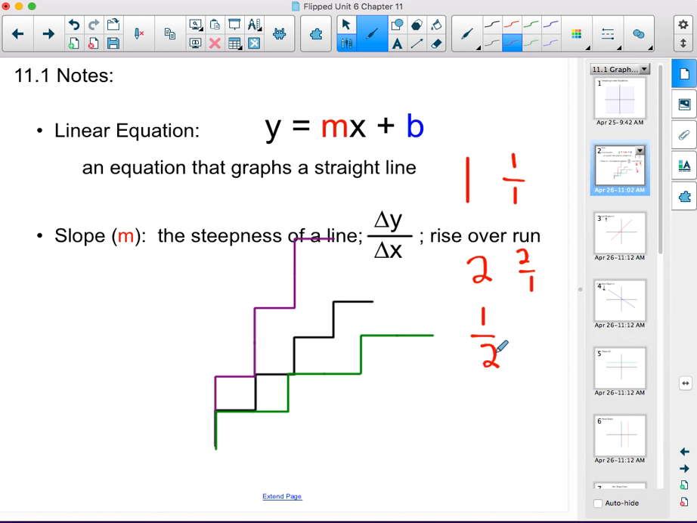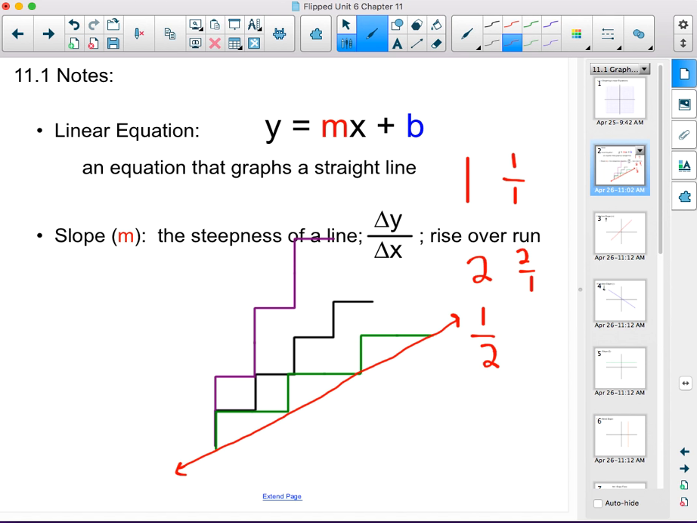Rise 1, run 2. Of course, when you see lines, they're not going to be boxy like this. They're not going to look like stairs. They're going to be more smoothed out in a straight line like that. The stairs just help us to think of the motion that has to happen to get from one point to the next. So that is the deal with slope.